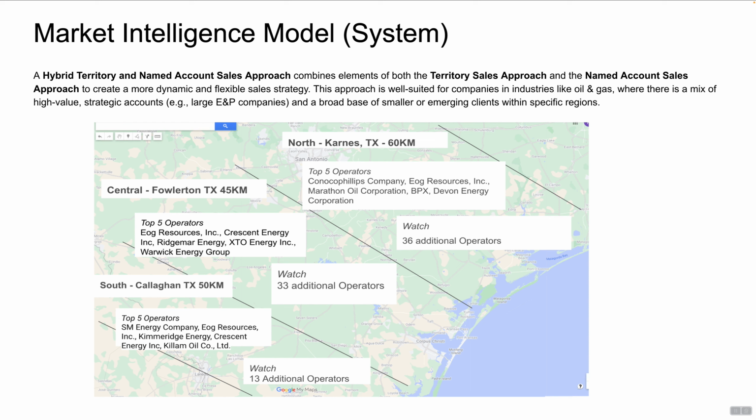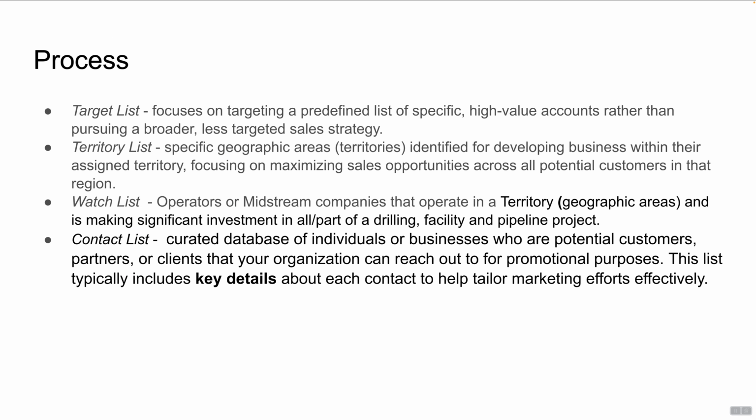And then we go down into the south part of Texas, and we look at, again, the top operators and the top additional people. So it's really that hybrid approach, looking at it from a geography perspective because it's a multi-basin play, and then looking at it from an account perspective, it's top to bottom on that side of it. The goal is to build out a process that's repeatable and scalable.